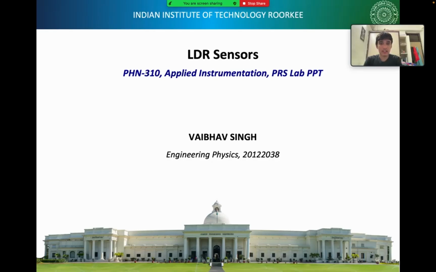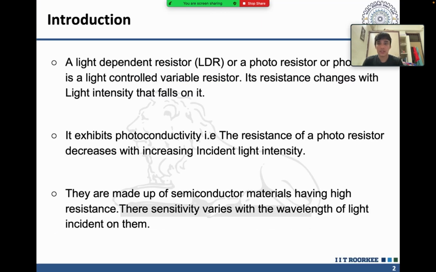I'm Vaibhav Singh, a third year undergraduate at IIT Roorkee from Engineering Physics, and today I'll be presenting on LDR sensors. So, first of all, we'll start with the introduction.